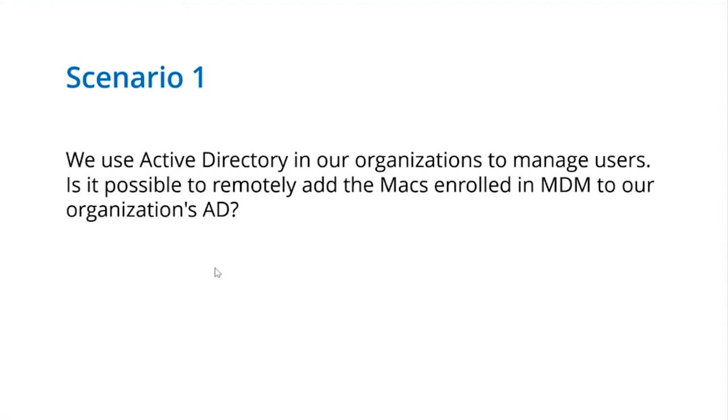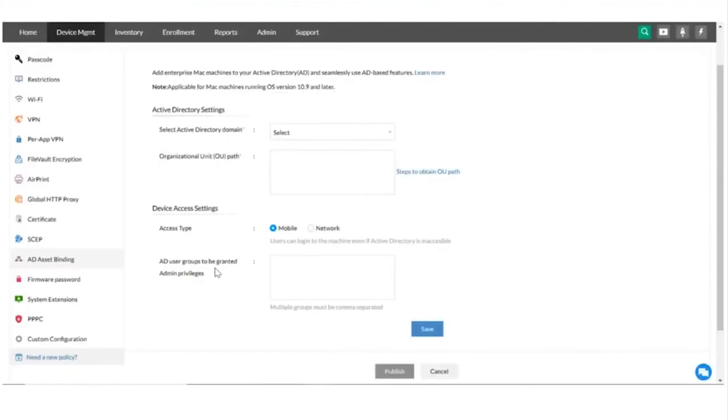Adding Macs to an AD can be tedious for the admin since the admin has to manually bind each Mac machine with the Active Directory. But with MDM, you can add all the Mac machines using a profile configuration, and this is known as AD asset binding. So as we created a profile for Mac devices previously, similarly create a profile for AD asset binding. Navigate to the AD asset binding tab under the profile.